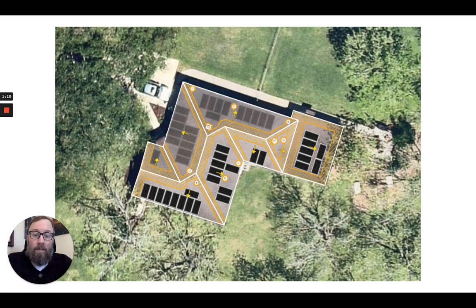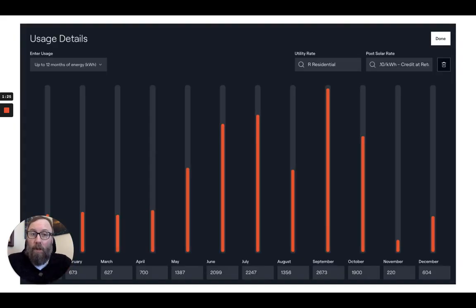So this is a home in Texas. You can see I believe there's 28 solar panels on this home. It's a fairly large home. It's a 5-bedroom home, so it required 28 solar panels to build the system. Now, how did we get to that number? How did we determine that it would require 28 solar panels on the roof?